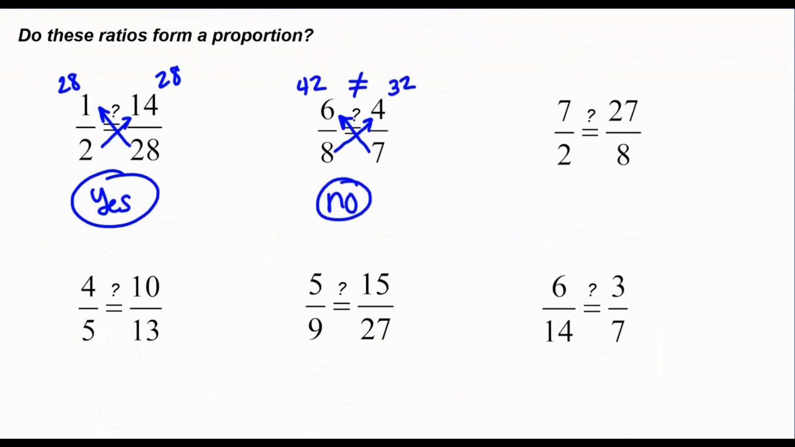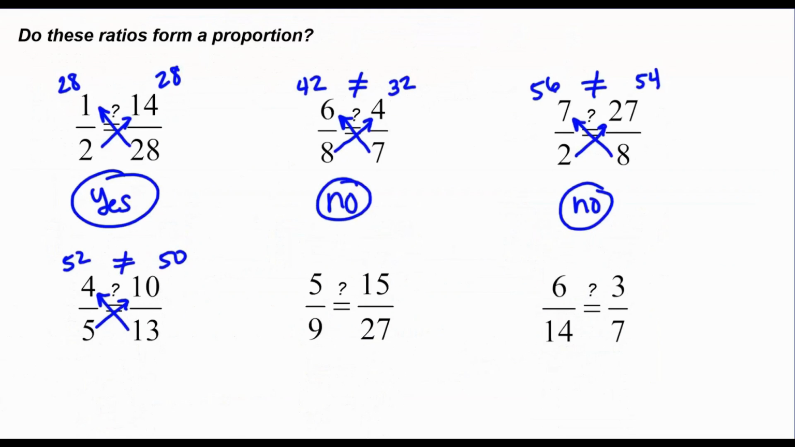Next, 7 over 2 and 27 over 8. Checking the cross products, I get 56 and 54. Again, these cross products are not the same thing, so no, these ratios are not equal. They do not form a proportion. 4/5 and 10/13, do these two ratios form a proportion? If I check the cross products, I get 52 and 50. Again, these are not equivalent, so these two ratios do not form a proportion.